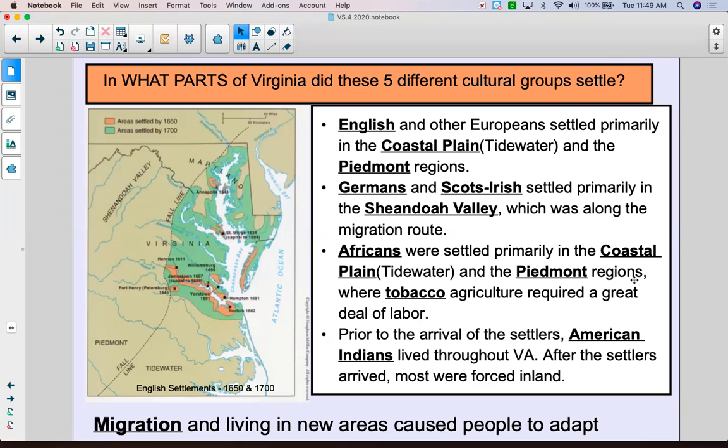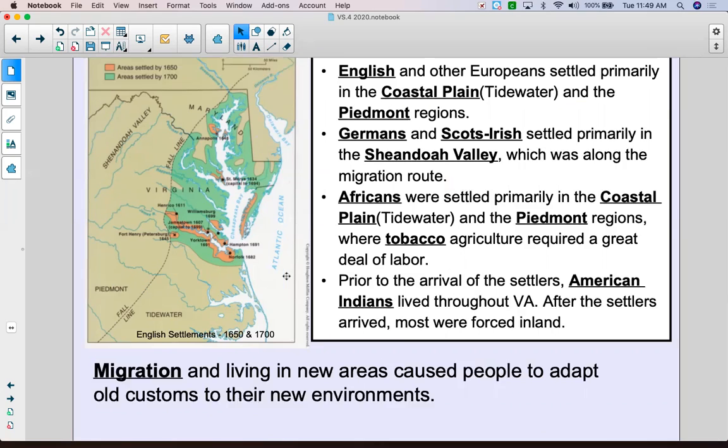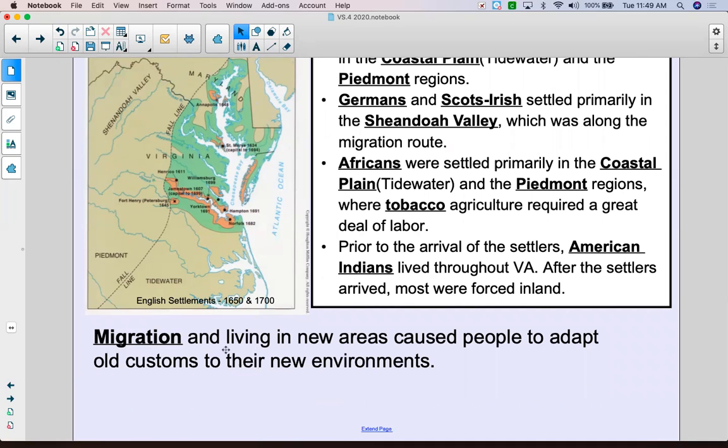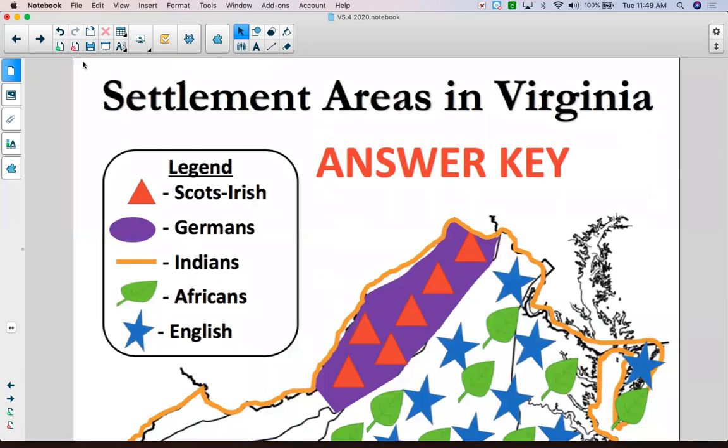And prior to the arrival of the settlers, American Indians lived throughout Virginia. After the settlers arrived, they were forced inland. So they moved further away from the Chesapeake Bay and Atlantic Ocean. That means inland. Migration and living in new areas cause people to adapt old customs to their new environments.